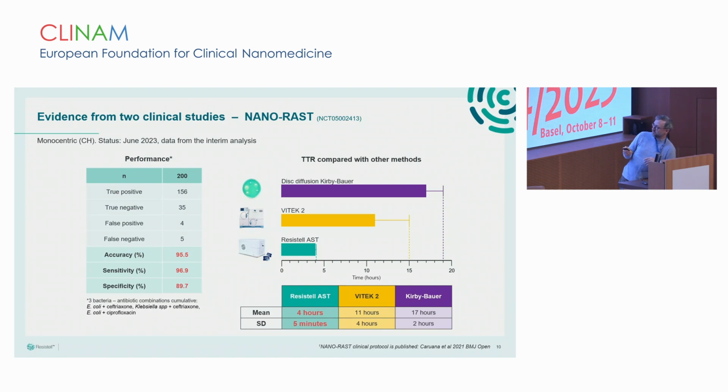And we are much faster. So as I said, we train on 4 hours. The calculation of these signal parameters is fast. So the AST exactly takes 4 hours. The VITEK gives you results in 11 hours and Kirby-Bauer in 17 hours.